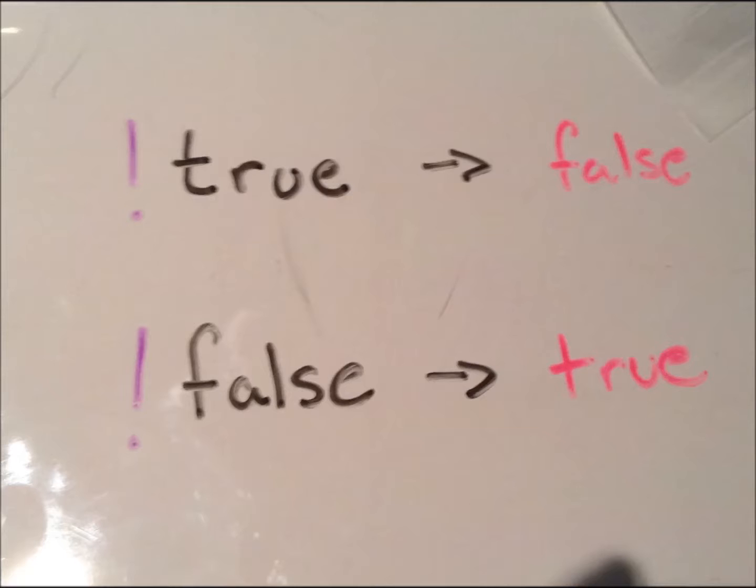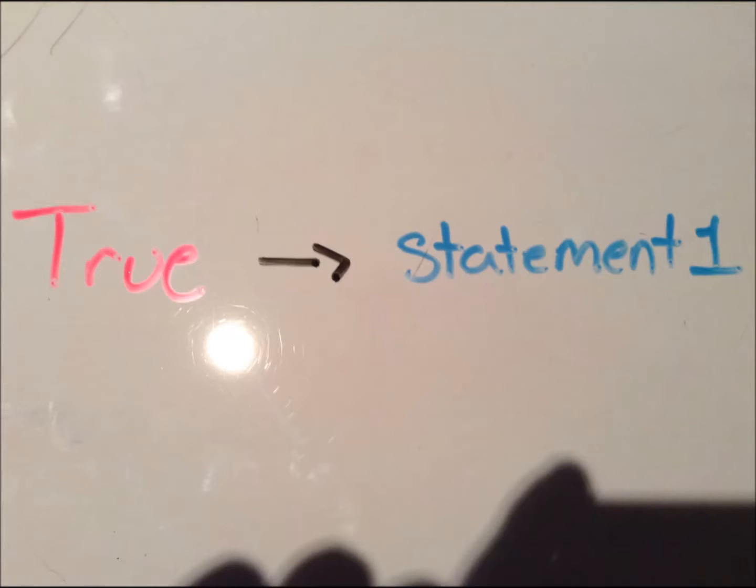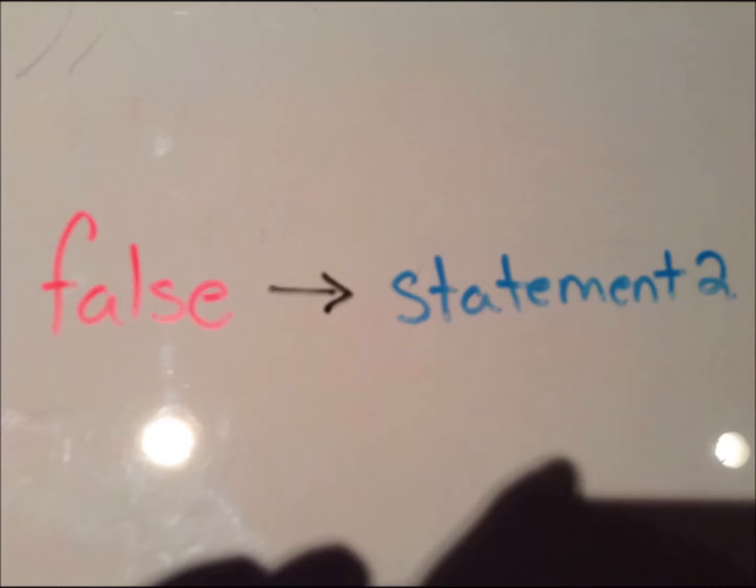Java provides an alternate method to coding an if-else statement using the conditional operator. This operator is the only trinary operator in Java, as it requires three operands. The general syntax is condition, question mark, statement 1, colon, statement 2, semicolon. If the condition is true, statement 1 is executed. If the condition is false, statement 2 is executed.